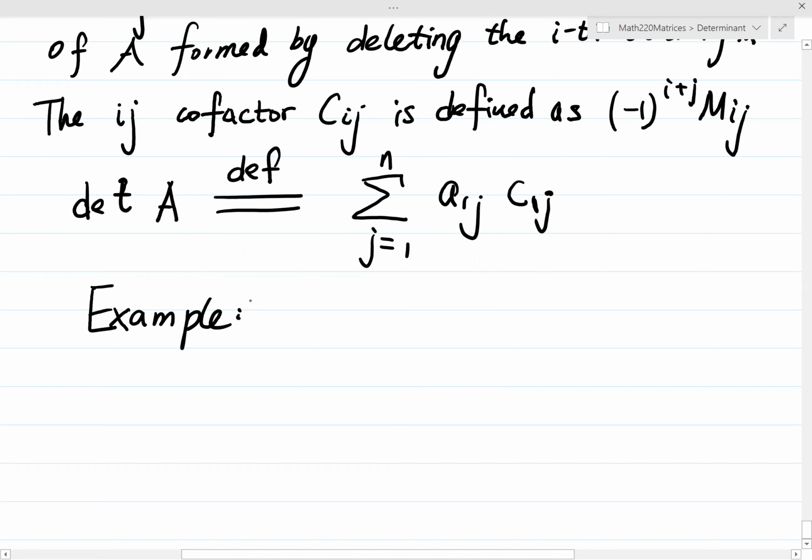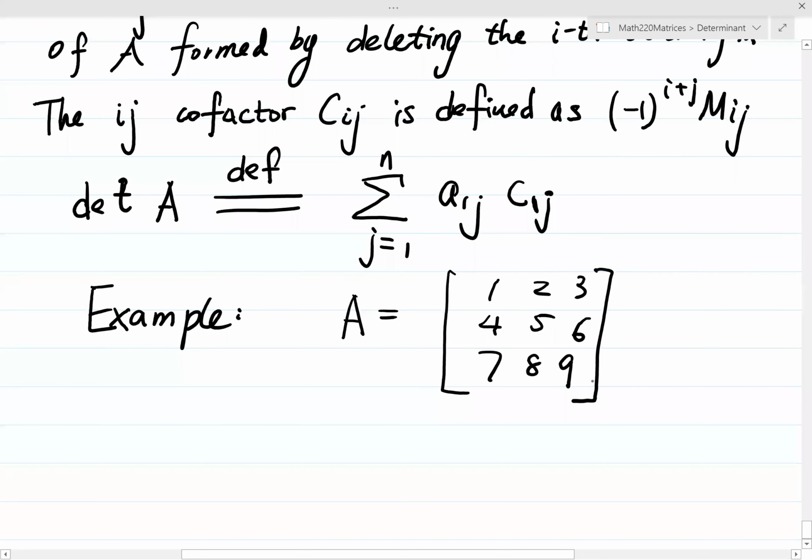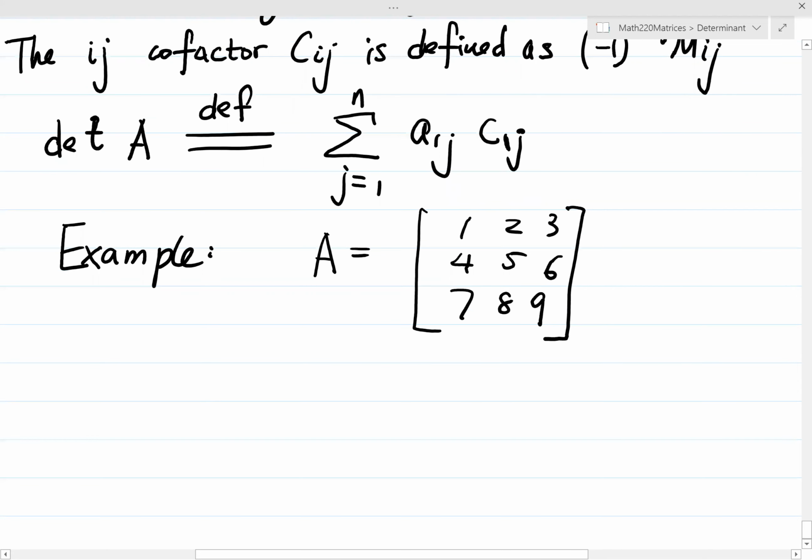Let's do one example. Maybe let's just do one example, a 3 by 3 matrix. Suppose we just choose A to be the matrix 1, 2, 3, 4, 5, 6, 7, 8, 9. So this is 3 by 3, which we already defined. Let's just see what the minor is.